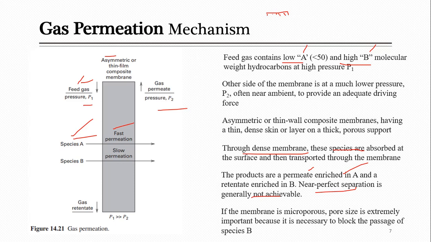This was about mainly the dense membrane, but as we have seen, even a porous membrane can be used for this membrane separation. If the membrane is microporous, then you have to look at the pore size very carefully. When you are synthesizing or selecting the membrane, it should have such a pore size that only some components of your feed will pass through, while others will be stopped based on their size.